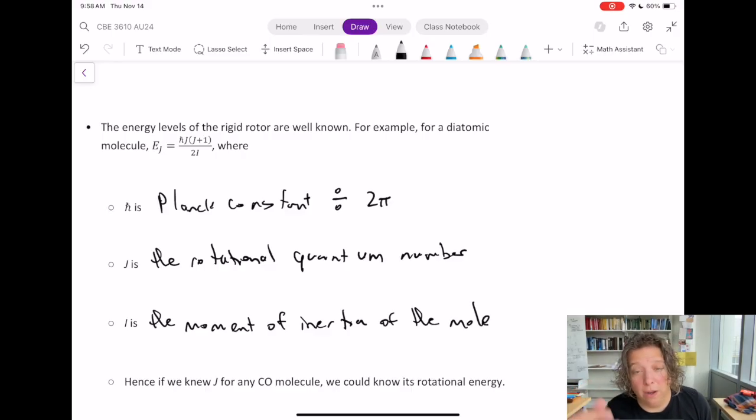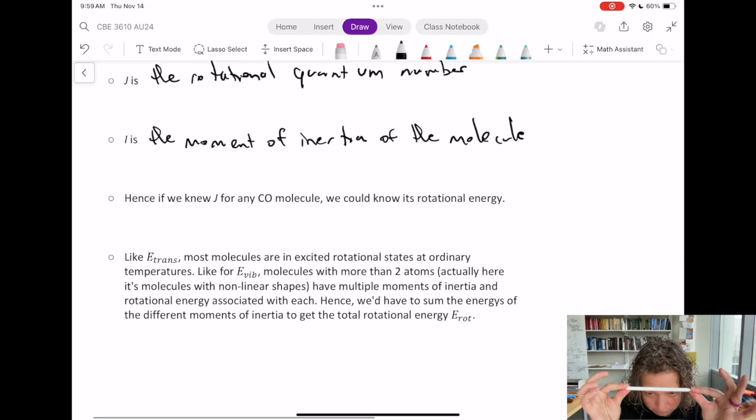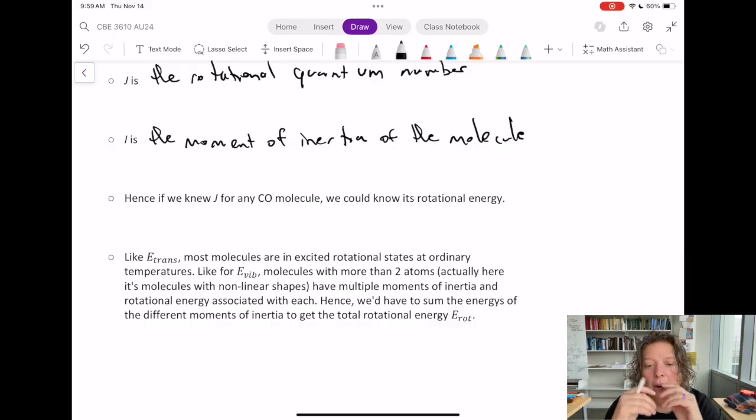Which we know, the moment of inertia depends on the distance between these two masses, the distance between the two nuclei, as well as the masses of the nuclei. For CO, we know that. So we know the moment of inertia. Hence, if we knew the rotational quantum number, like which rotational energy state it is in, we would know the rotational energy of the CO molecule. And if we knew that for every CO molecule, we would know the rotational energy of the sample.